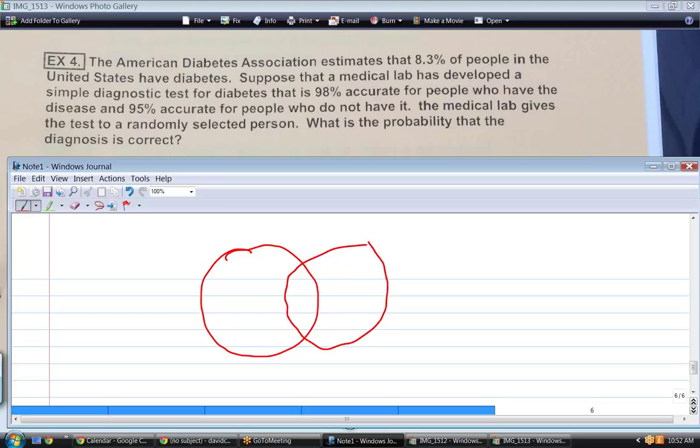So let's see. We have a test 98% accurate for people who have the disease. So this is they have diabetes. 95% accurate for the people who do not have diabetes. Okay. I think we can say that, and we can say that.